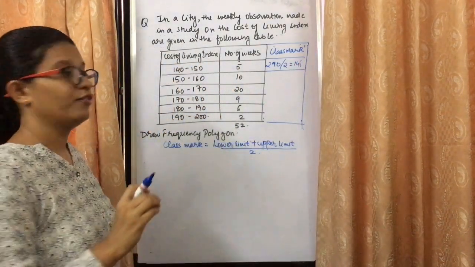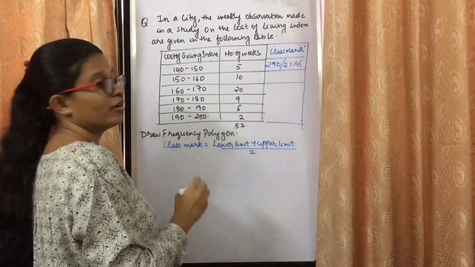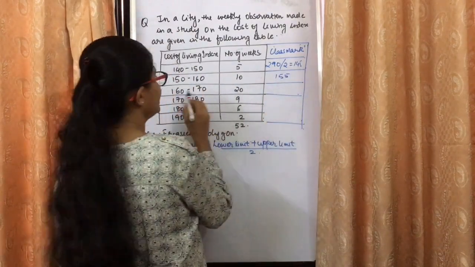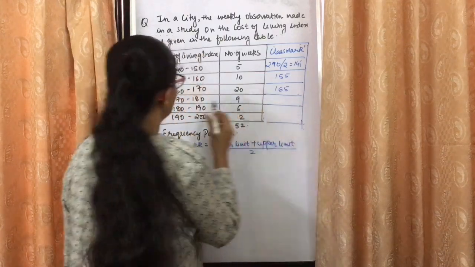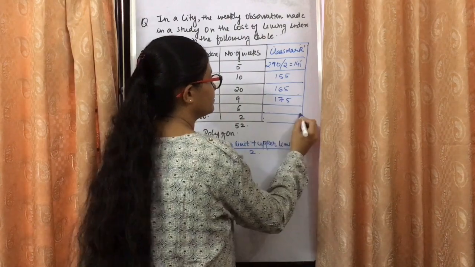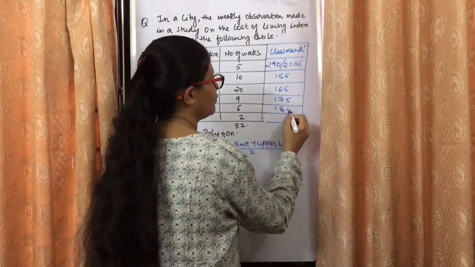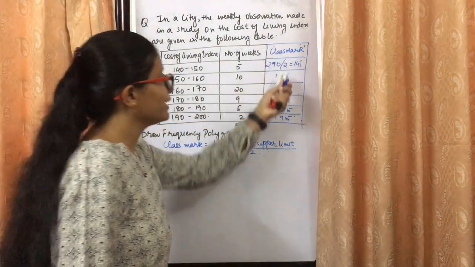Will give you 145. Now similarly 150 plus 160 divide by 2, we will get 155. 160 plus 170 divided by 2, we will get 165. 170 plus 180 divided by 2 gives 175. 180 plus 190 divided by 2, we will get 185. Similarly we will get 195. So these are the class marks.